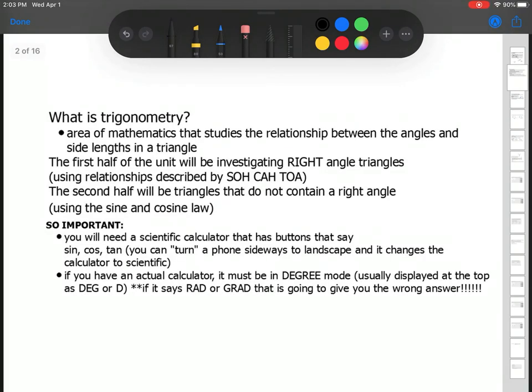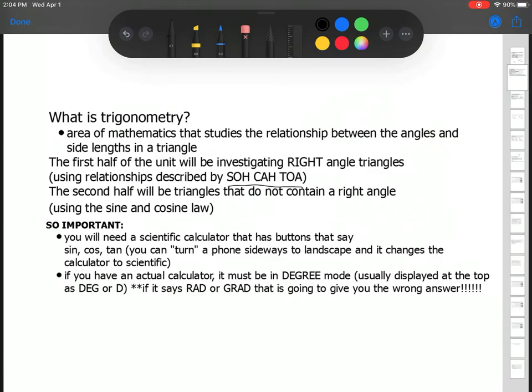Okay, so what is trig? It is the area of math that studies the relationship between the angles and side lengths in a triangle. So the first half of the unit will be investigating right angle triangles using relationships described by the three primary trig ratios, sine, cos, and tan. So we'll talk about what that acronym means, SOH CAH TOA here. And then, like I said, the second half will be investigating triangles that do not contain a right angle using sine and cosine law.